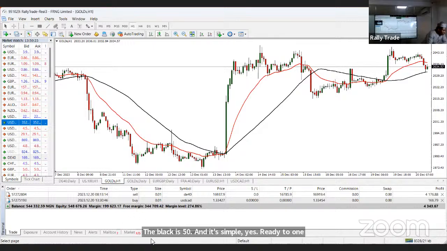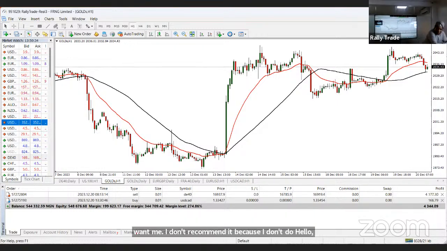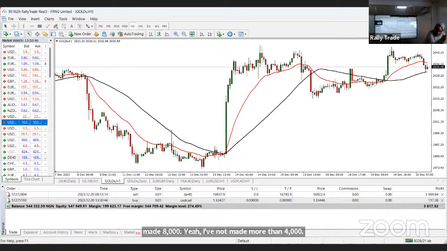Don't use it on 1 minute, though. I'm saying that people can use it on 5 minutes if they want. Me, I don't recommend it because I don't do scalping. Now you can see that in this class, somebody has made 8,000. Me, I've not made more than 4,000. You can see I'm not a scalper. Those people I'm seeing, they are scalpers.